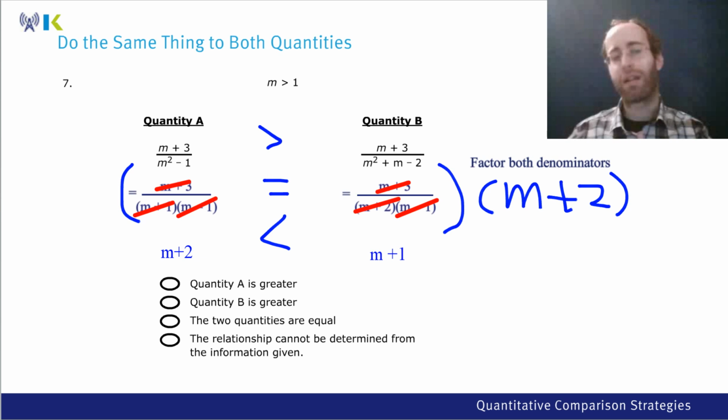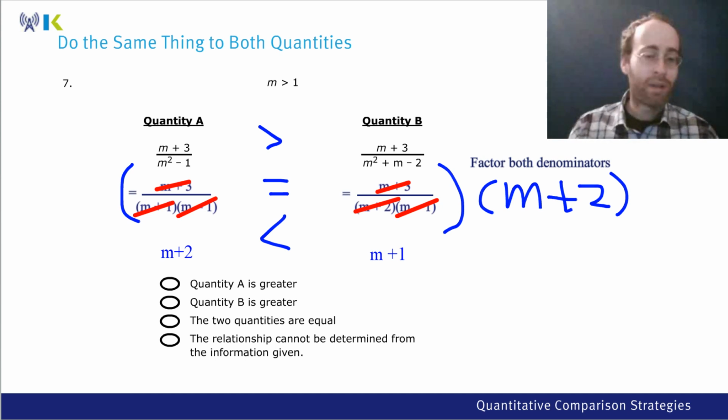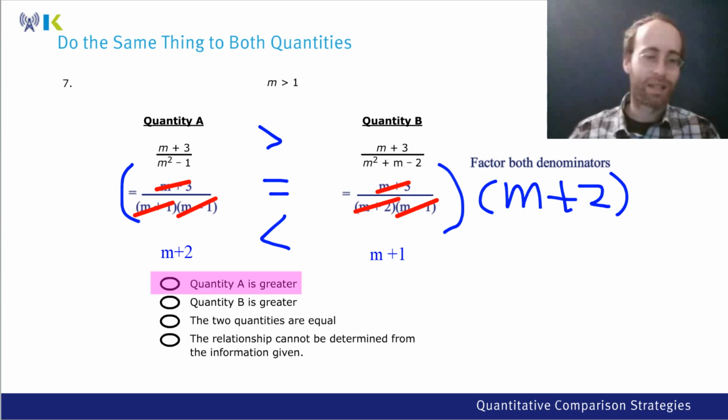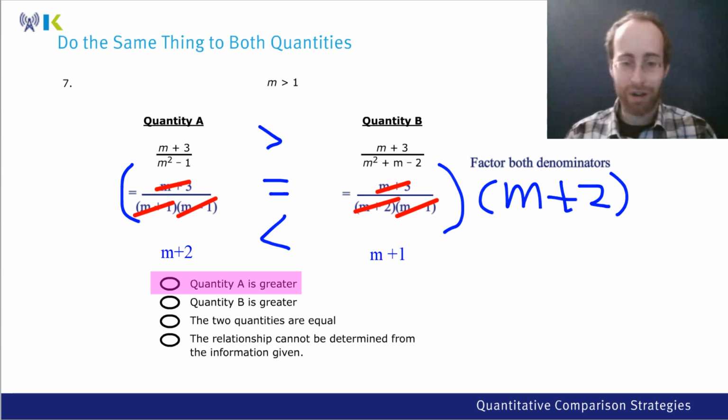We got here by doing the same thing to both sides until they both looked as simple as possible. Now you tell me, what is bigger, m plus 2 or m plus 1? Well, if you take a number and you add 2, it's going to be bigger than if you only add 1. So we know that m plus 2 is bigger. We're going to click choice A for awesome, confirm it, and move on with the GRE.